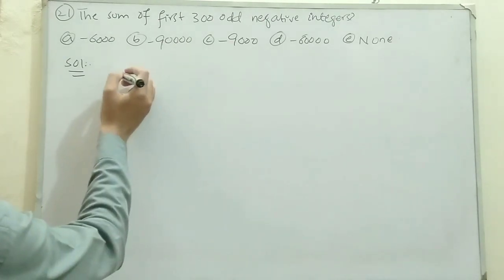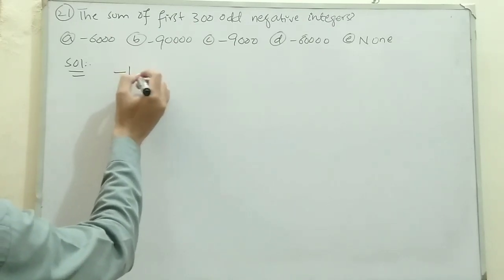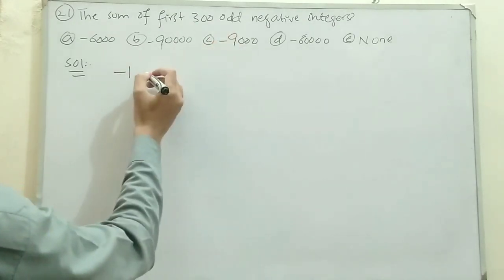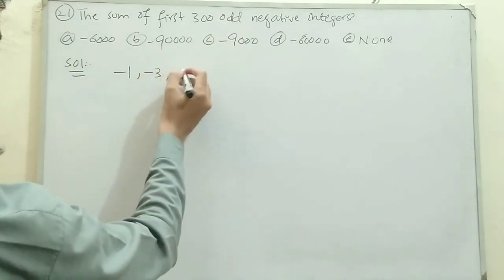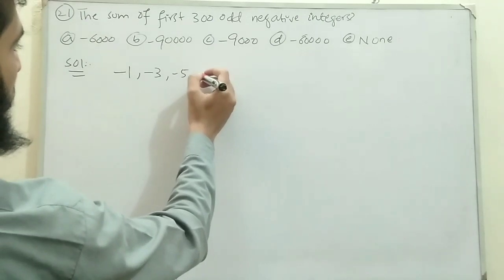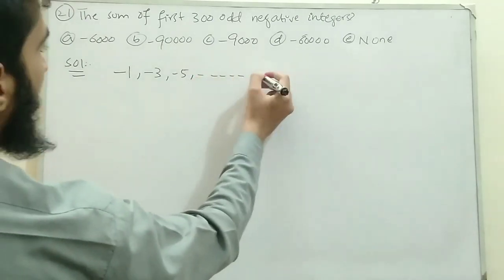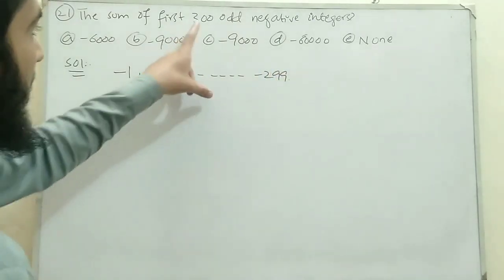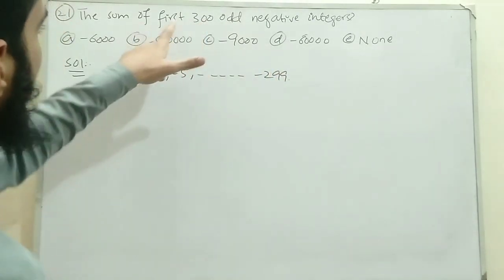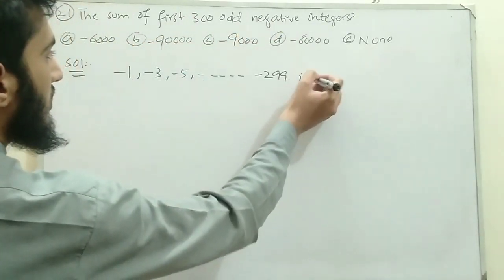So let's suppose the sum of the first 300 odd negative integers: minus 1, and it talks about odd, so we will suppose minus 3, minus 5, and it will move towards negative. It will move towards minus 299 as the last odd negative integer up to 300. The sum of the first 300 odd negative integers will be. So this is the sequence.